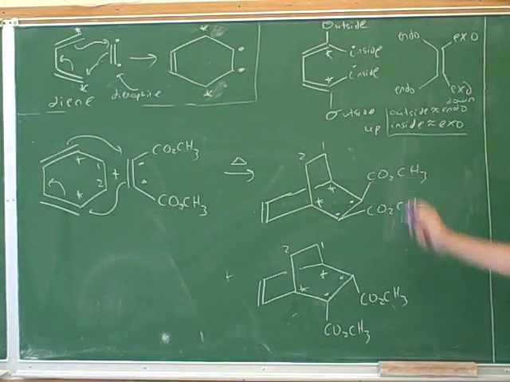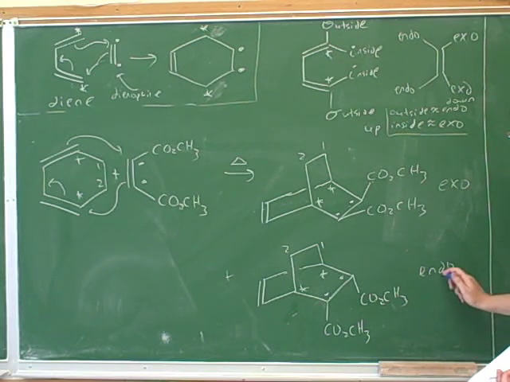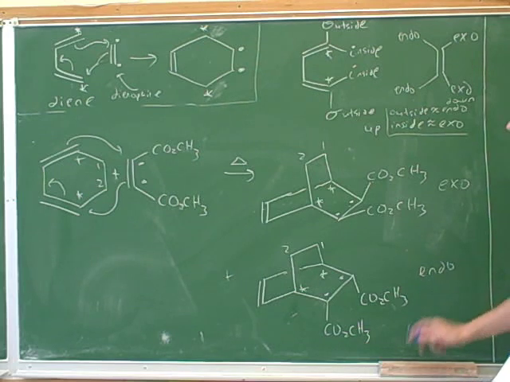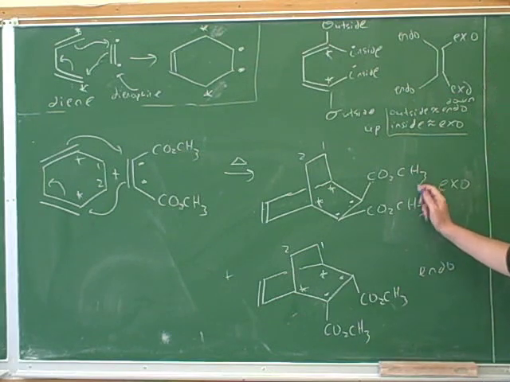Is this the endo or the exo product? And this is endo. Yeah, and for me, the easiest way to see that is, endo means down, since we started with the cyclic diene. Well, here's the case where these were pointing down. So this is the endo and this is the exo.